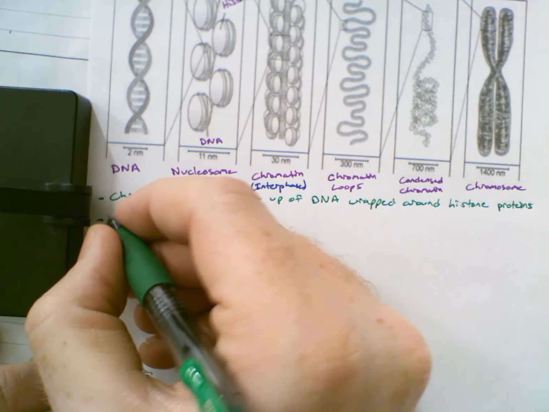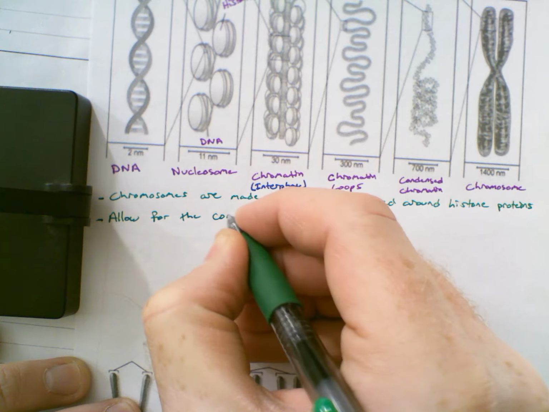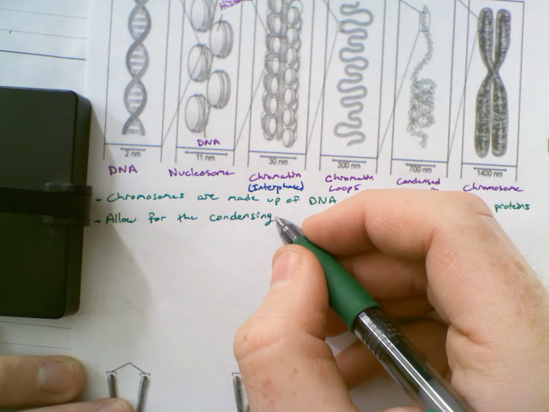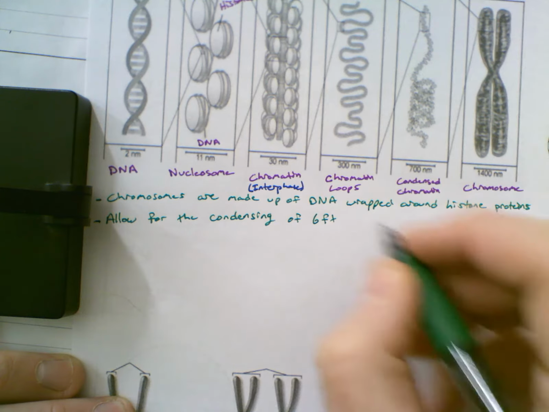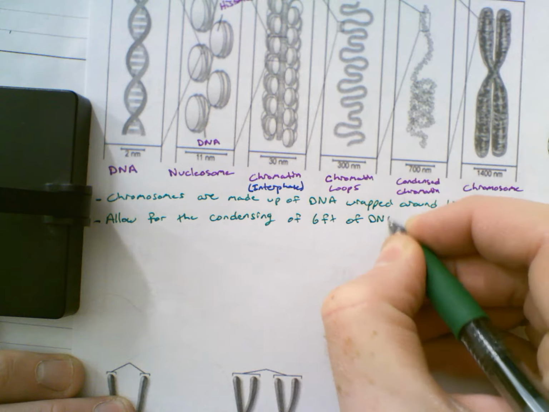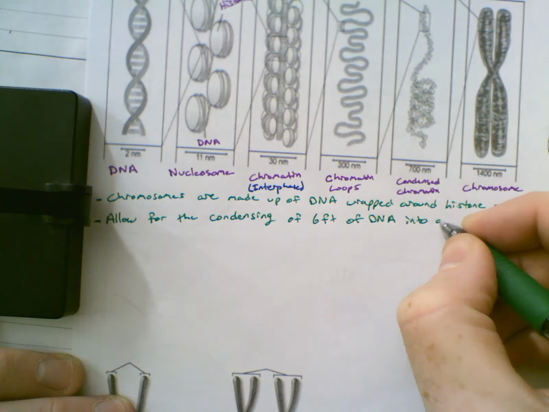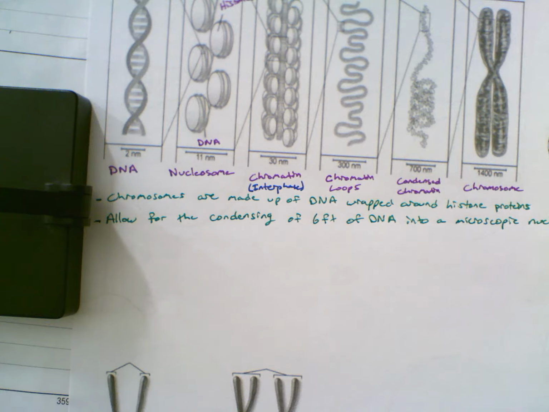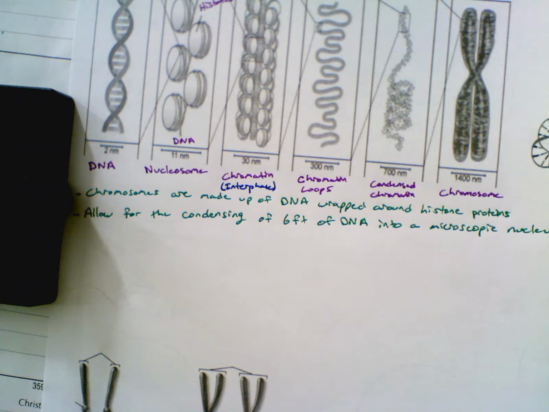is chromosomes allow the condensing. I don't know how to spell condensing, don't judge me. Is that right? It just looks weird. 6 feet of DNA into a microscopic nucleus. So again, we're able to wind up that 6 feet of DNA into a nucleus, which is microscopic, which is pretty impressive.